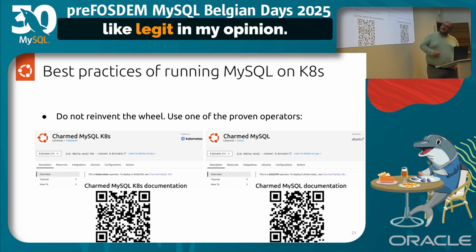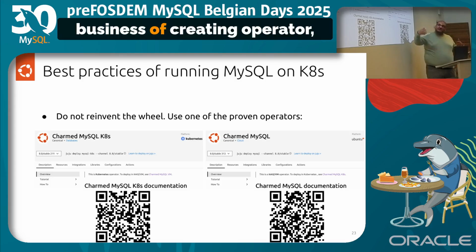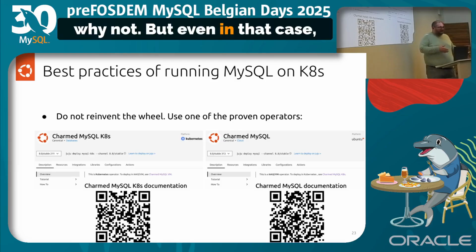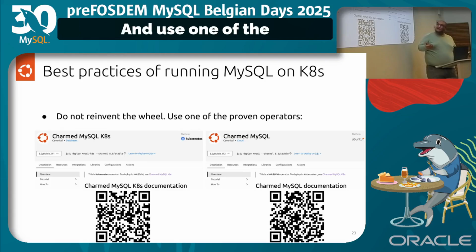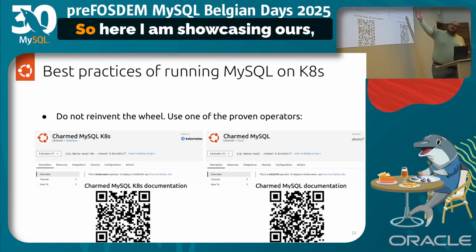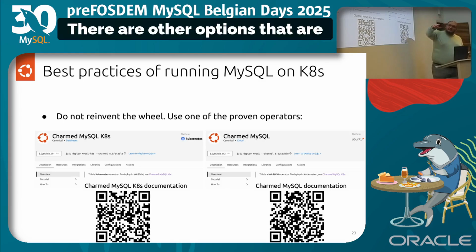Another legit recommendation, in my opinion, is to not try to reinvent the wheel completely. I mean, if you are in the business of creating an operator, why not? But even in that case, start probably by forking one. That's what I would say. And use one of the proven operators. So here I am showcasing ours, the one that we developed at Canonical. There are other options that are very much recommendable as well.